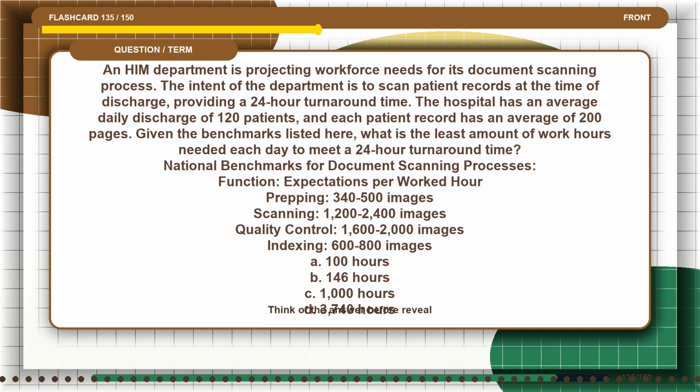Function. Expectations per worked hour. Prepping: 340-500 images. Scanning: 1,200-2,400 images. Quality control: 1,600-2,000 images. Indexing: 600-800 images. A. 100 hours. B. 146 hours. C. 1,000 hours. D. 3,740 hours. Think of the answer before the reveal.